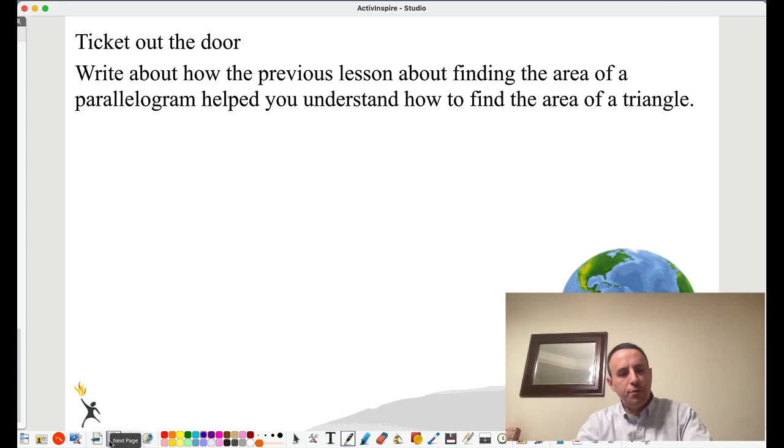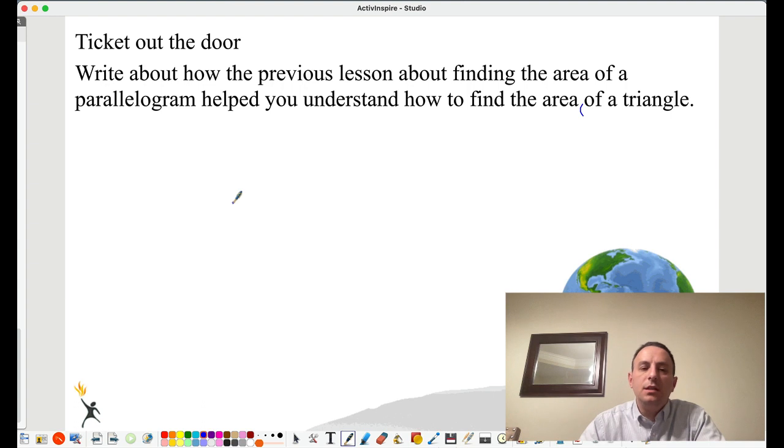All right, so your ticket before you can start your homework is to write about how the previous lesson, finding the area of a parallelogram, helped us understand how to find the area of a triangle. Remember, we talked a little bit about this at the very beginning of the lesson, how we can use the area of a parallelogram to work there. So take a few moments. If it were me, I would probably draw a diagram and then write a couple sentences to explain what I do. When you're finished with this, you can go ahead and start the homework that's in your packet, and that'll be due on Thursday.